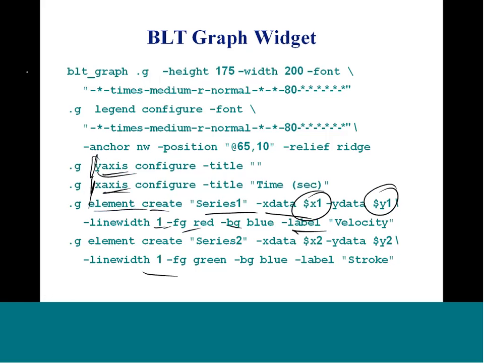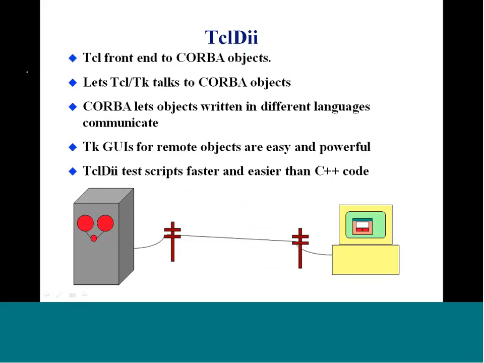Now let's look at one more thing, which is Tcl/TK DP. Essentially, this is usually the front end to CORBA projects. It lets Tcl/TK talk directly to the CORBA object. CORBA lets objects written in different languages communicate. CORBA sits in the center, gets the objects in various languages, and communicates.